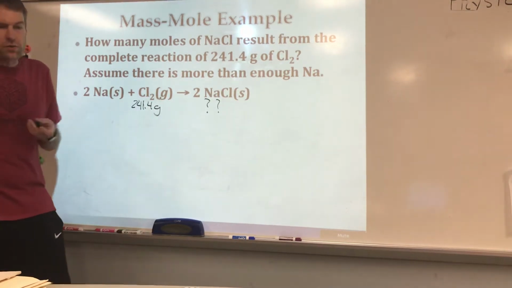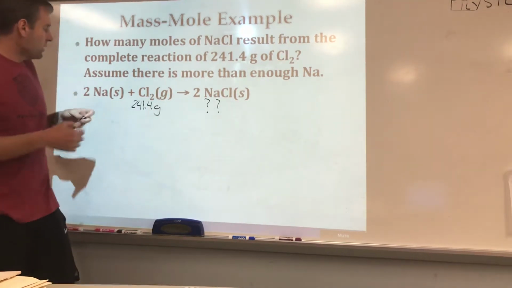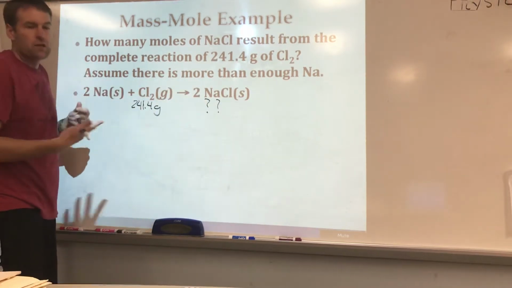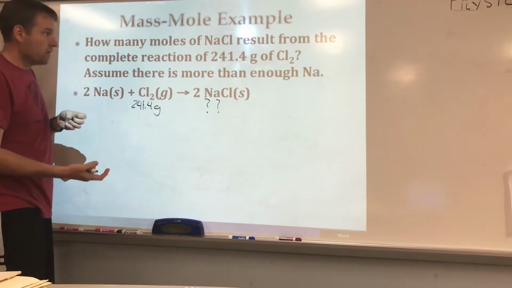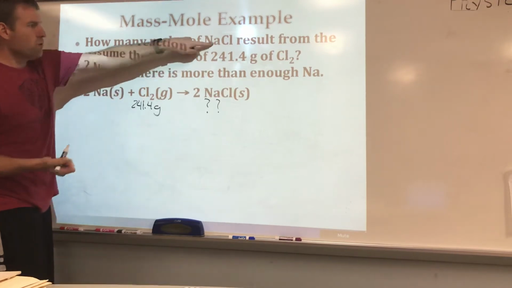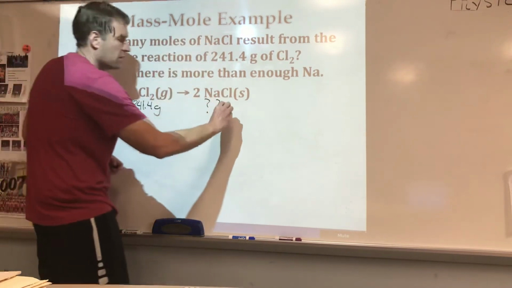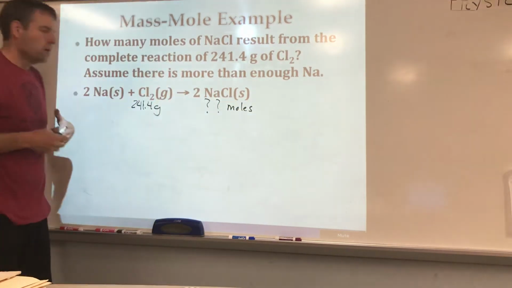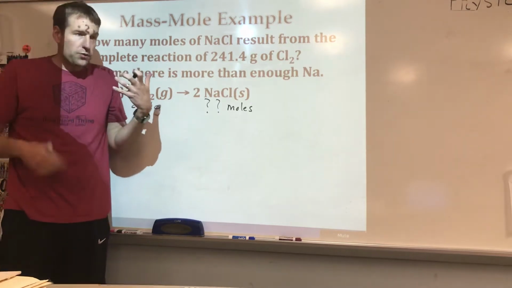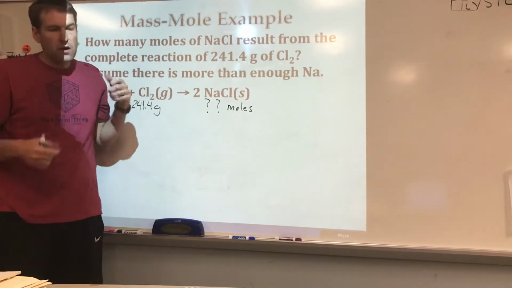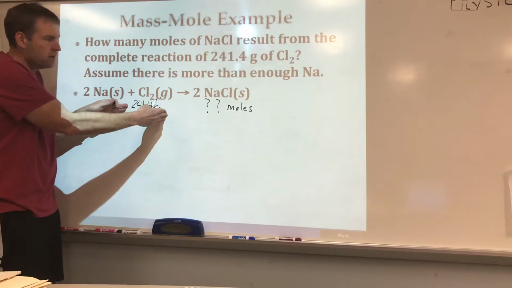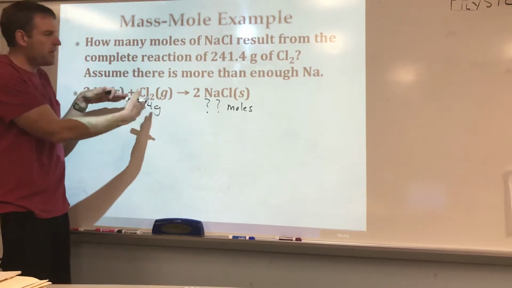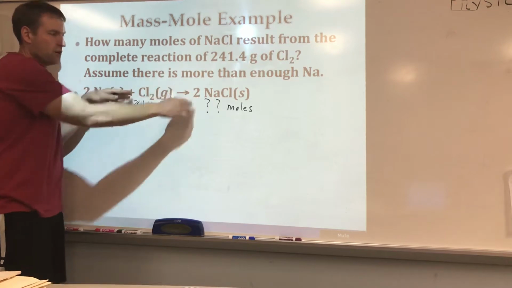So the way we're going to go through this is we're going to use this balanced equation as our recipe, our guide to solving it. What we want in the end is moles of NaCl, so question mark moles. The basic steps: we're going to take our grams of chlorine, convert that to moles of chlorine, and then take it times this molar ratio.